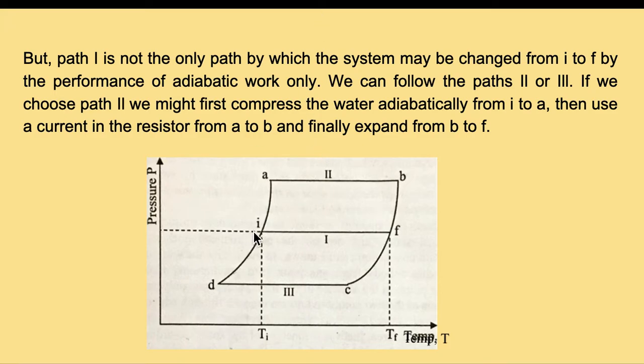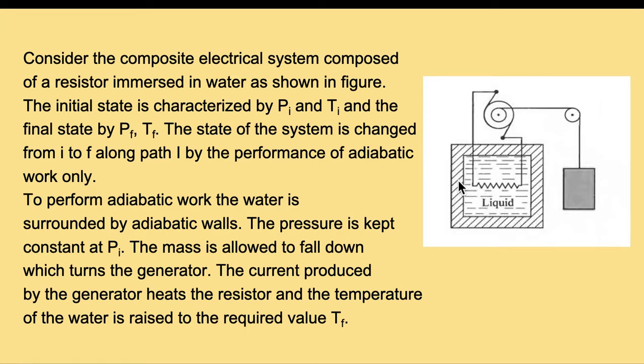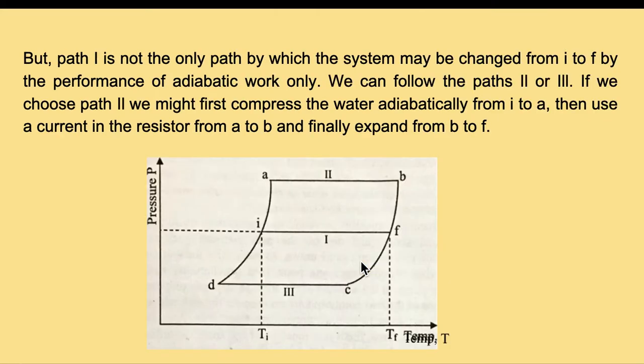And here you can see that there are paths second and third like this. You can move through IABF or IDCF. IABF is path second and IDCF is path third. If we choose path second, we might first compress the water adiabatically from I to A. You can see that there is an increase in pressure. And how can you do that? You can move this wall inside, so pressure is increased. Now what happens to temperature? You can see that temperature has also increased.